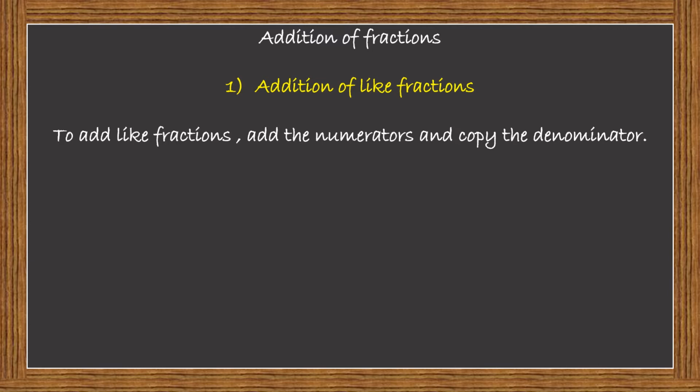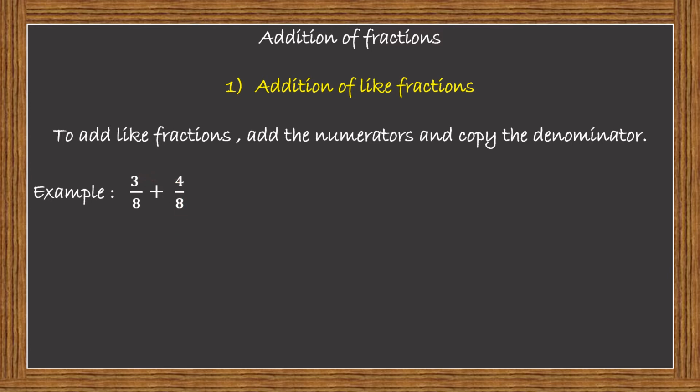To add like fractions, add the numerators and copy the denominator. So let's do an example and understand what this statement says. Now this is a fraction. Here the denominator is 8 in both the fractions, hence they are like fractions. So we have to add the numerators and copy the denominator. So we have to add 3 and 4 and write down 8 as it is.